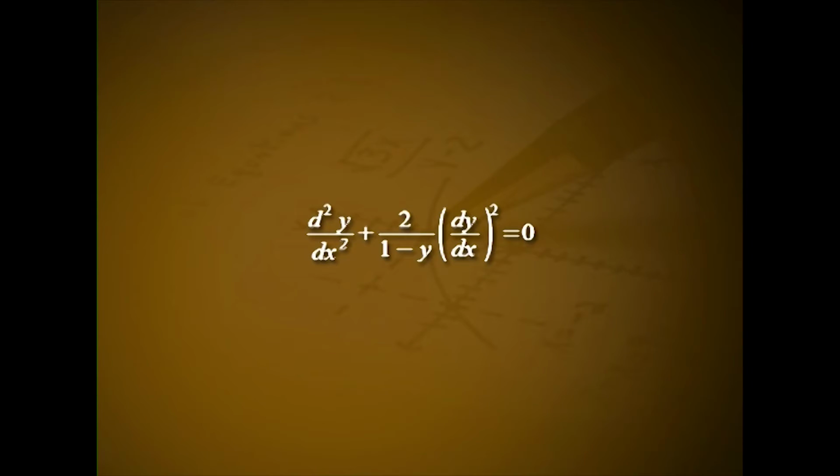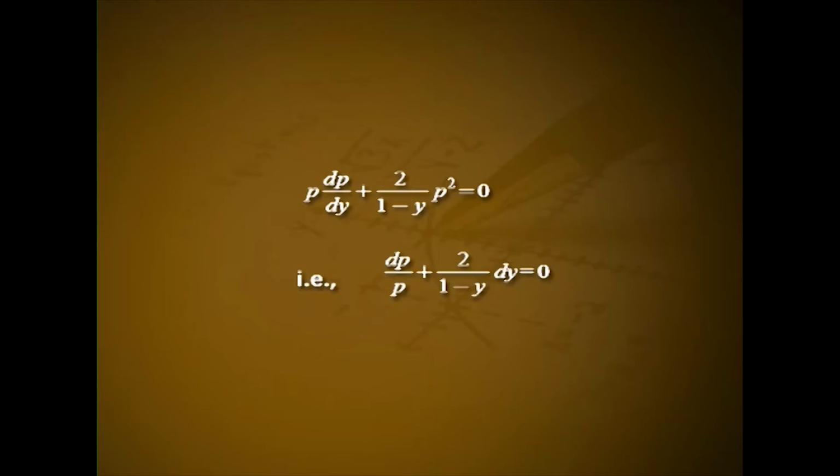Example, solve the equation d square y by dx square plus 2 by 1 minus y into dy by dx whole square is equal to 0. Solution. The given equation is y double dash plus 2 by 1 minus y into y dash square is equal to 0, which does not contain x explicitly. Putting y dash is equal to p and treating p as a function of y, we have y double dash is equal to p into dp by dy.